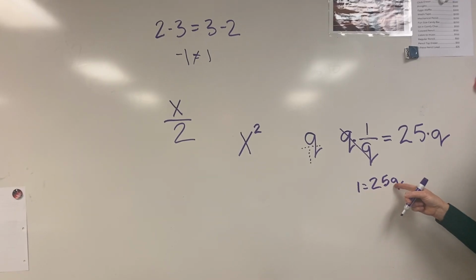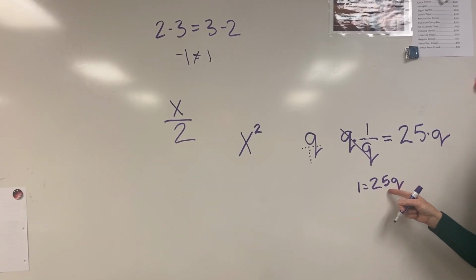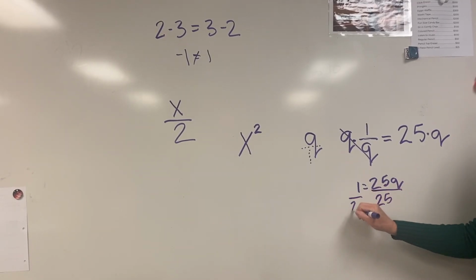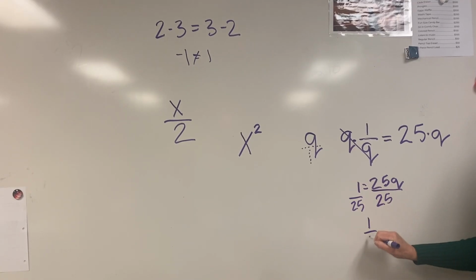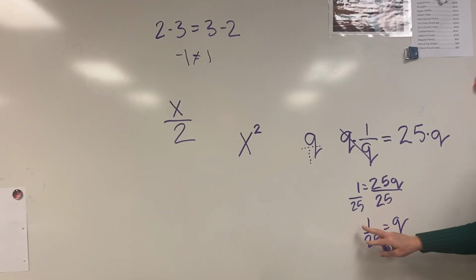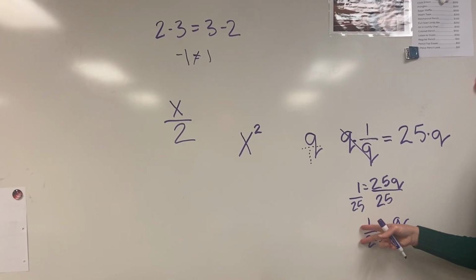Now, what do I have going on with this Q? It's being multiplied by 25, so you divide by 25. Now I divide by 25. And what does Q equal? 1/25. And is the reciprocal of that number 25? Yes.